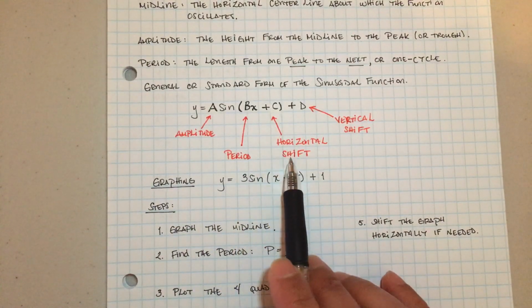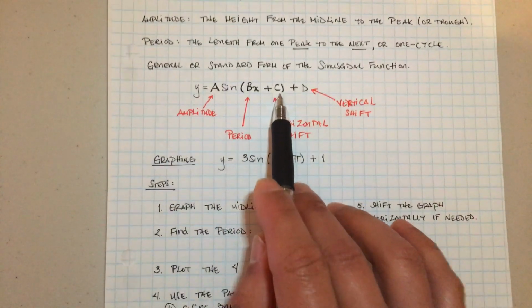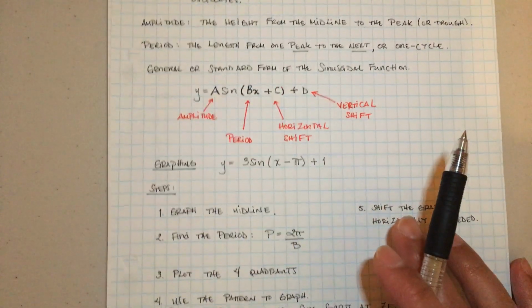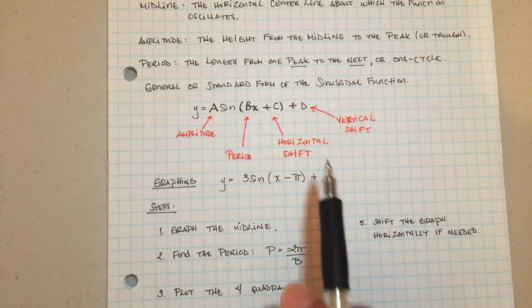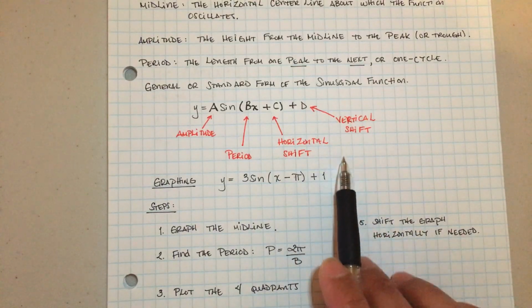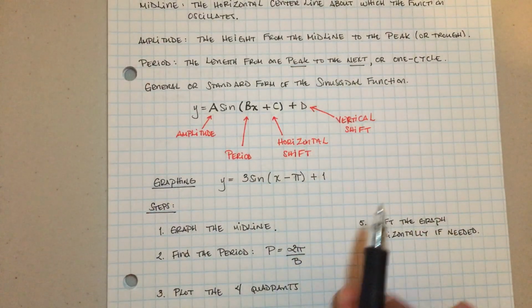Your C is your horizontal shift. So what you're going to do is take this whole thing on the inside, okay? You're going to solve it, and that's going to tell you how much you have to shift it left or right. And then this number out here, on the outside, is your vertical shift. It moves it up or down, okay?